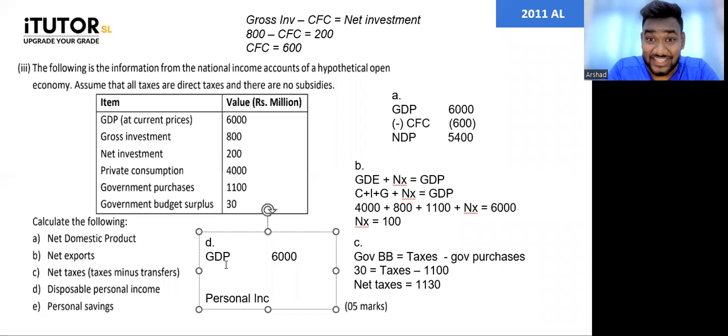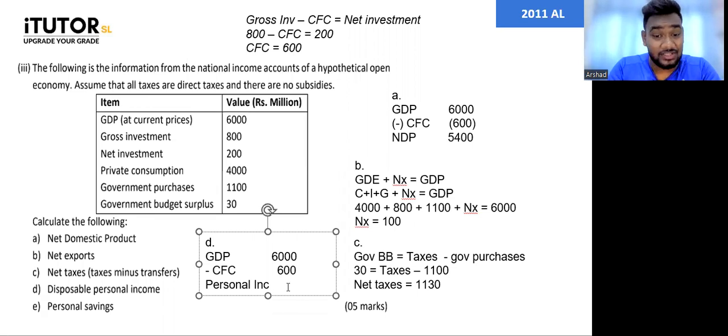Do we add CFC or do we deduct CFC to get to personal income? From national income, we need to deduct. We need to minus consumption of fixed capital. How much is that? That is 600. We found it before. So then we get personal income. Personal income here is 5,400.